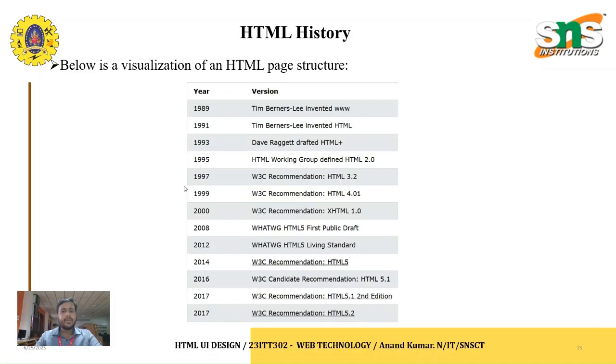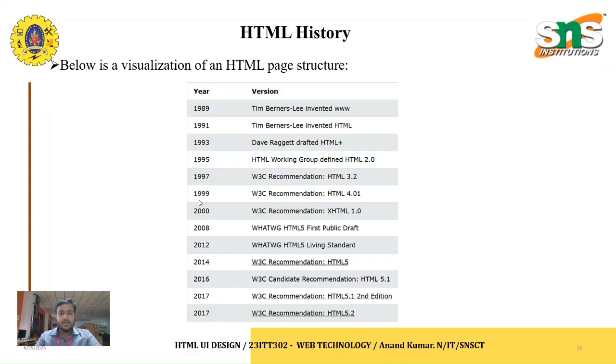Coming to the various versions and the history of HTML documents, here is a visualization from 1989 to 2017. In 1989, Tim Berners-Lee invented the World Wide Web, through which HTML was implemented in the early 1990s. The evolution came roughly every two years. HTML developed to HTML+, then came 2.0, then 3.0 and the 3 series.